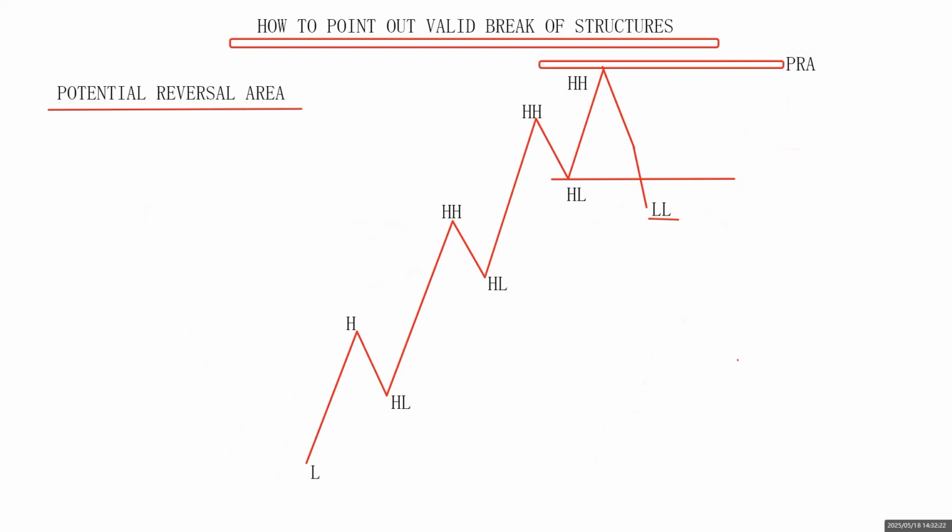Because when you go onto the chart, sometimes you can see a random break of structure, but because there is no valid base, no valid entity that caused that break of structure, the break of structure does not last. In that case, we'll call it a false break, because there's no valid entity, which is a PRA, that has triggered the break of structure. So potential reversal areas are very important in seeking out a valid break of structure.